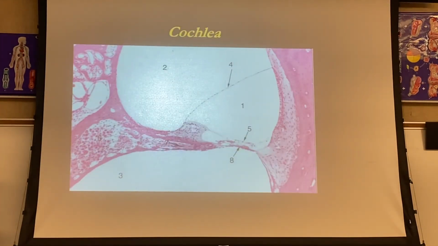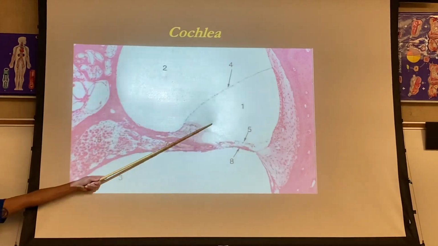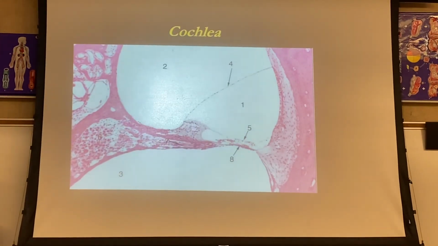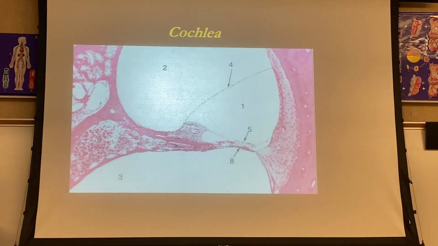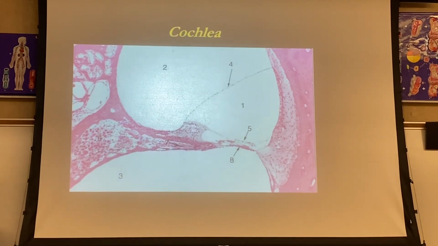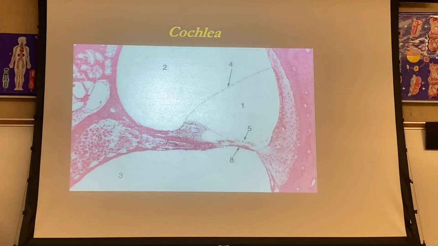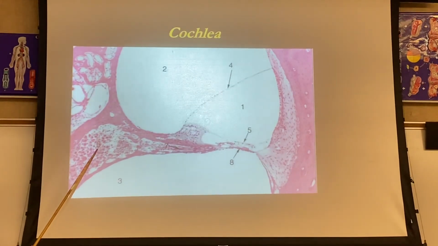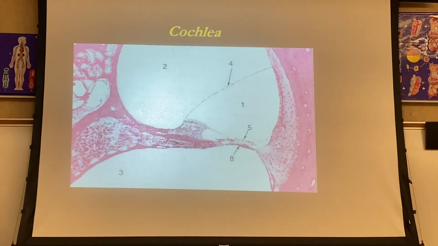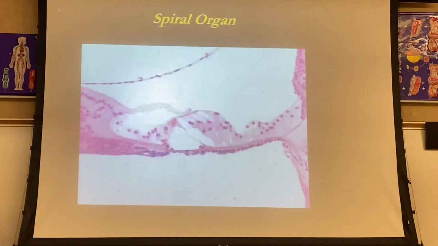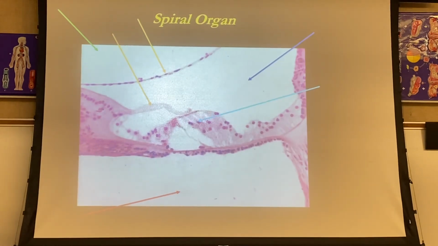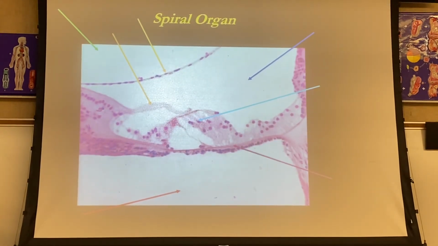Yes. So scala vestibuli, scala media, scala tympani. And that number 4, look how thin the vestibular membrane is. That is simple squamous. 8 is basilar membrane, and 5 is spiral organ. 6 is the spiral ganglion. I think these are the same color arrows.